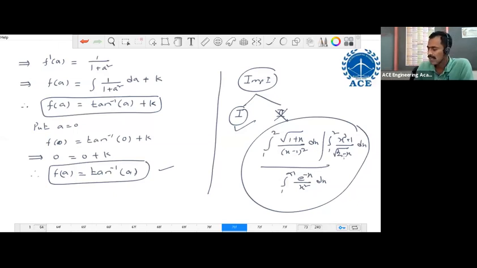This function is infinite at the upper limit, right? So these two are second kind improper integrals, and this is a first kind improper integral only. To check whether the integral is convergent or not, we have to integrate. But these functions are not integrable. So these are called non-integrable functions. If you are able to integrate, that function is called an integrable function. If you are unable to integrate the function, that is called a non-integrable function.